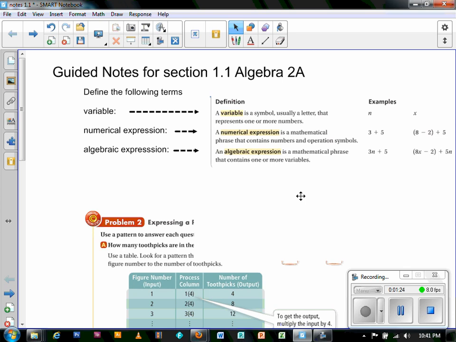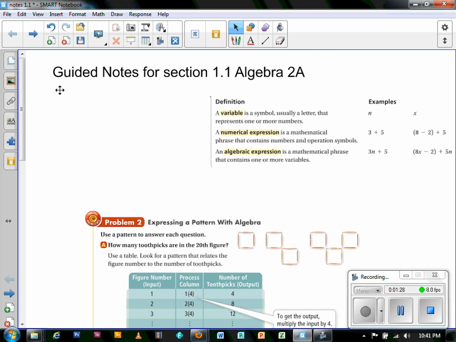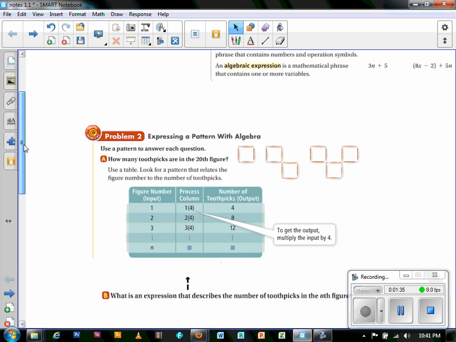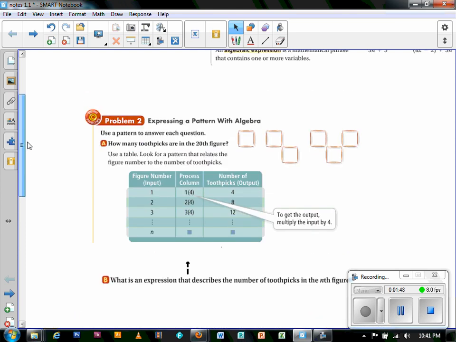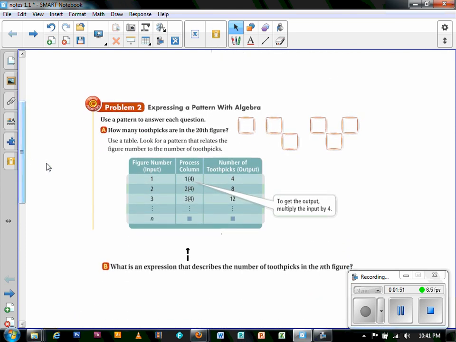What we're going to do next is show you an example that the book provides us. That particular example will force us to set up a table, look at patterns, and then create an algebraic expression, which means now we're going to have variables along with numbers that are either being multiplied, added, divided, or subtracted to create that pattern, and then it's going to help us answer the question. So here's the problem. It says express a pattern with algebra. Use the pattern to answer each question.